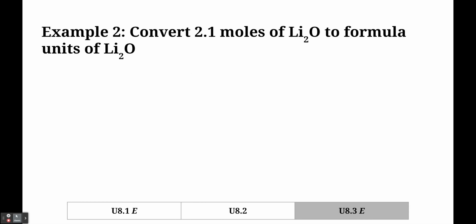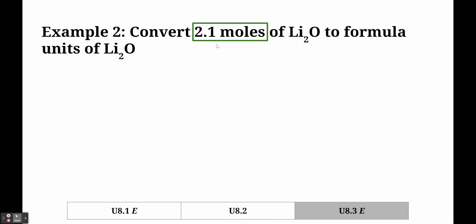Here's the second example. We're converting 2.1 moles of Li2O to formula units. And remember, a formula unit is just like the ionic version of a molecule. So we're going moles to formula units. So pause the video here and try to do this one on your own before resuming it to check how you did.